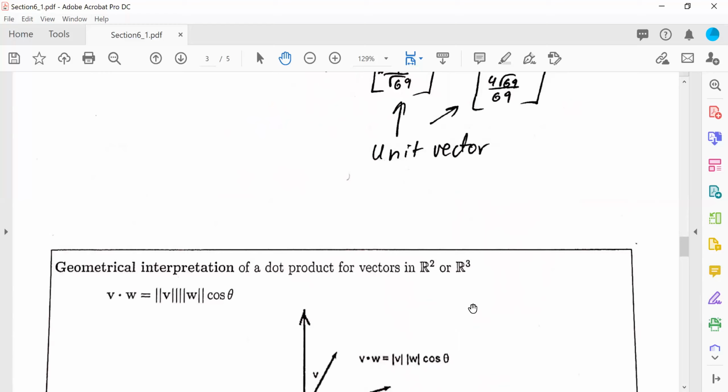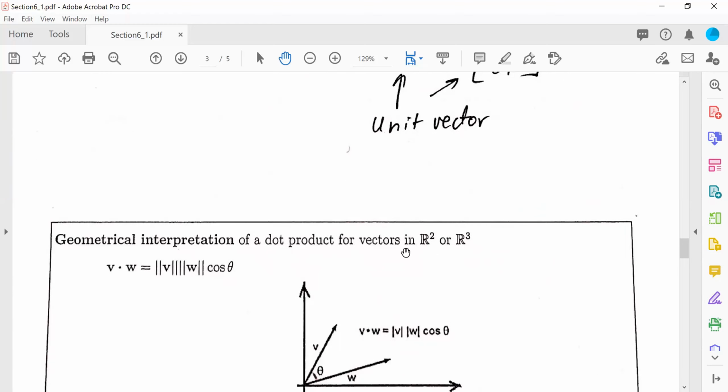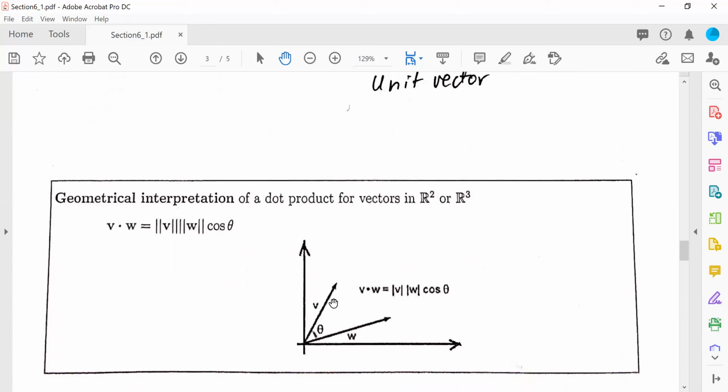Geometrical interpretation of the dot product for vectors with 2 or 3 coordinates in R2 or R3. The dot product is nothing else but the length of u times the length of w times the cosine of the angle between them. So if I have 2 vectors, vector u and vector w, and the angle between them, the dot product is nothing else but the length of u times the length of w times the cosine of the angle between them.